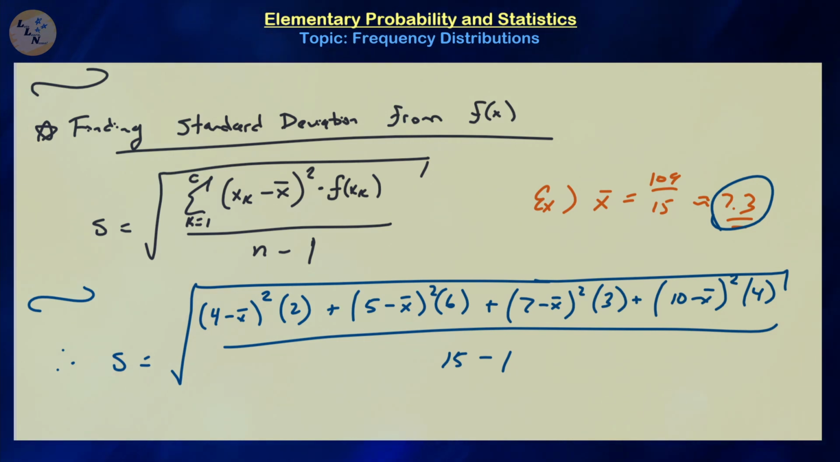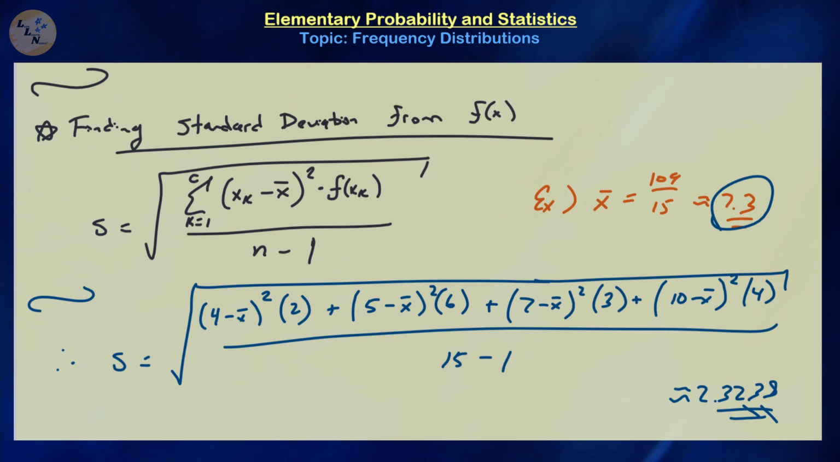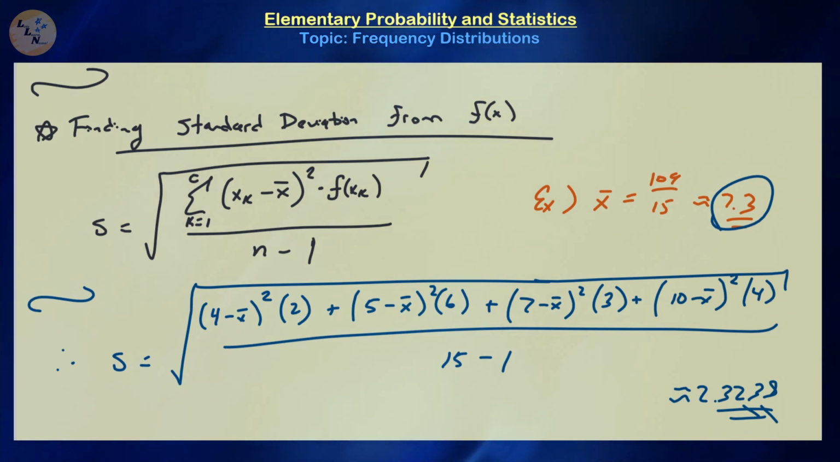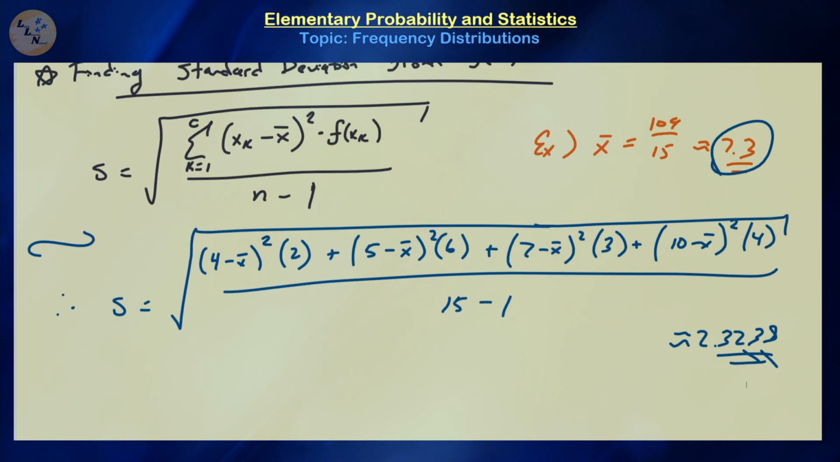And then once you work all that out, you should get approximately 2.3238. Of course, remember, you could just do this from the original raw data set, but this is extremely important if you have several millions of elements where repetition is evident.